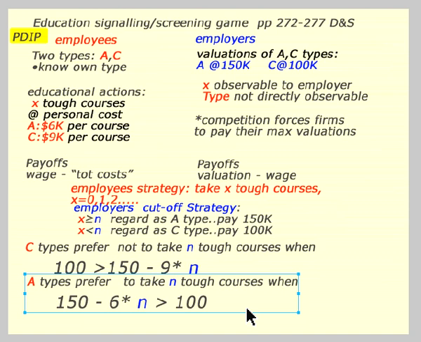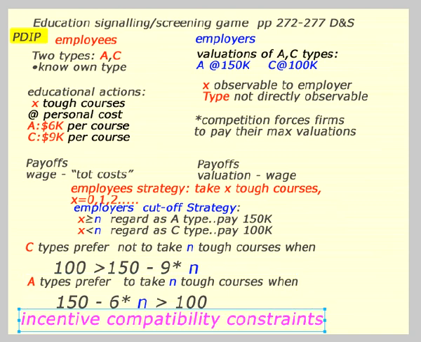Let's look at it from the perspective of the able types. We would like the able types to take the n courses. So we want them to be willing to take the $150,000 a year wage, subtract off the cost of doing that degree, getting those tough courses, which is 6 times n, and we want that left-hand side to be bigger than the right-hand side, which is the wage they would get if they didn't take the courses. Now, these two relationships are really best responses. We would like the able type to make a best response to take the courses, and the less able type to not take the courses.